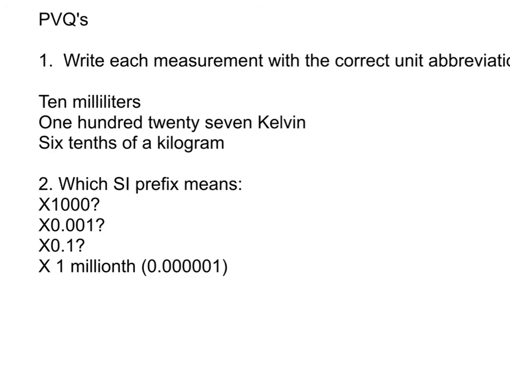All right, so in our post-video questions this time, we would like you to write each measurement with the correct unit abbreviation. So 10 millimeters, 127 Kelvin, 6/10 of a kilogram. Please abbreviate with the correct unit. And in the second part, what prefix is this? So for 1,000 or times 1,000, they want to know what prefix that would be. And we'll just do that as an example. That would be the prefix kilo.